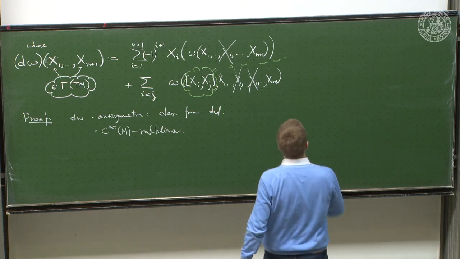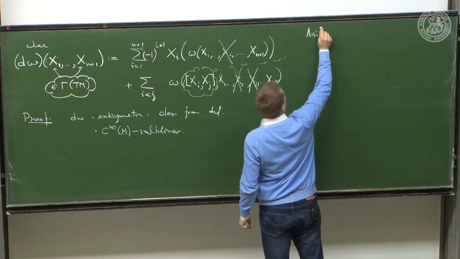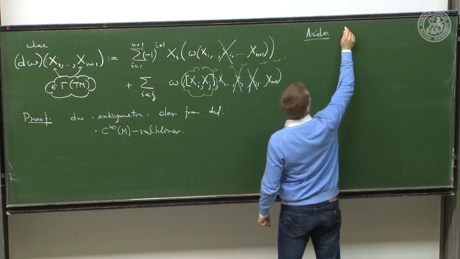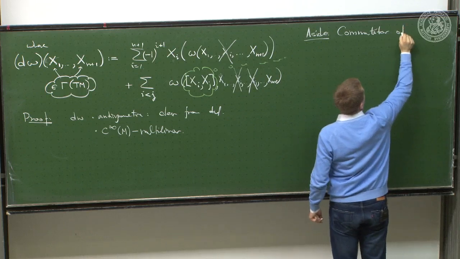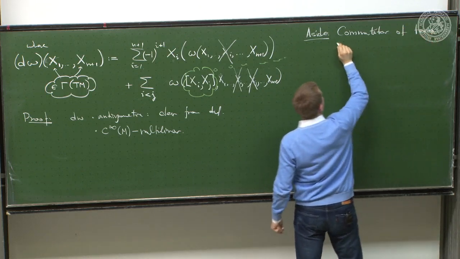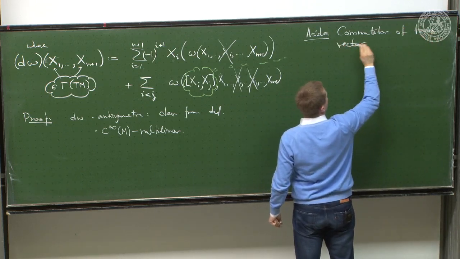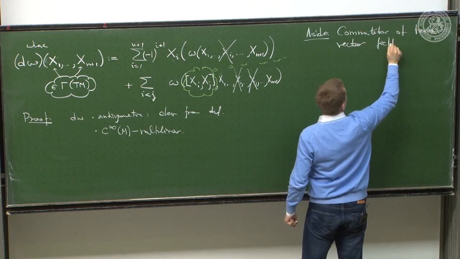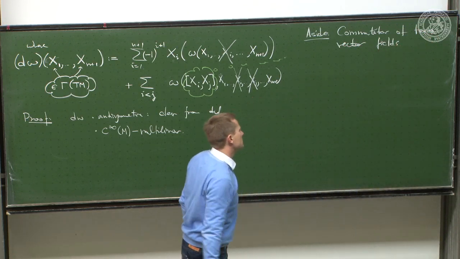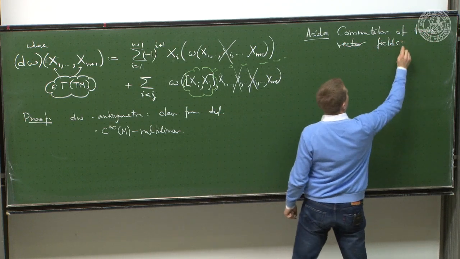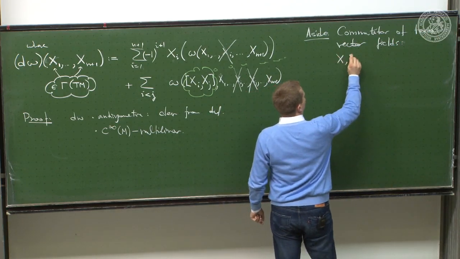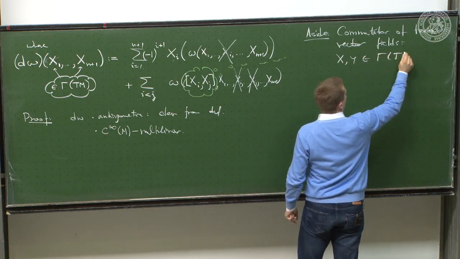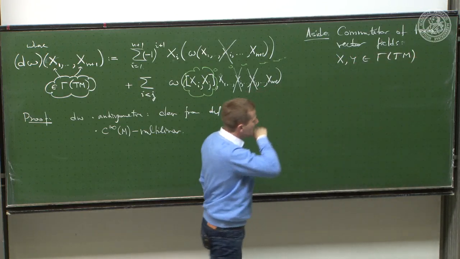So let's make an aside of this. Aside, commutator of 2 vector fields. An extremely important notion also later on when we discuss Lie groups and algebras. The commutator of 2 vector fields is the following. You take X and Y vector fields on a smooth manifold.